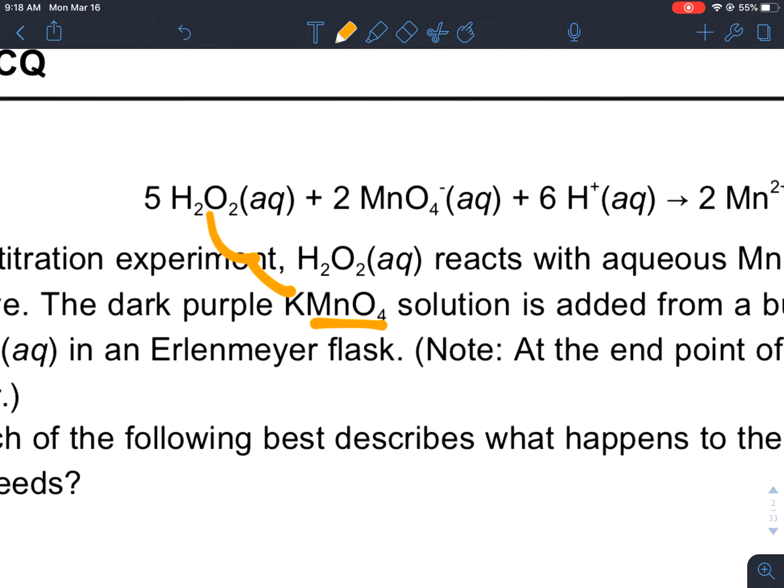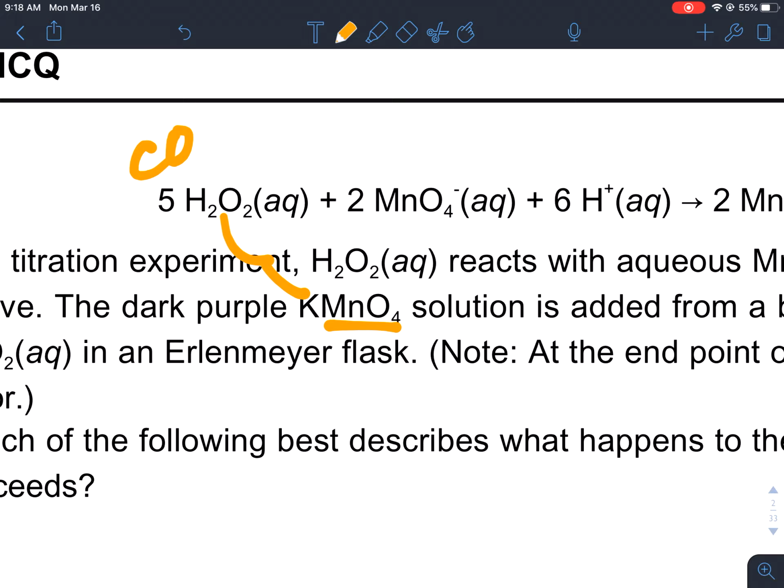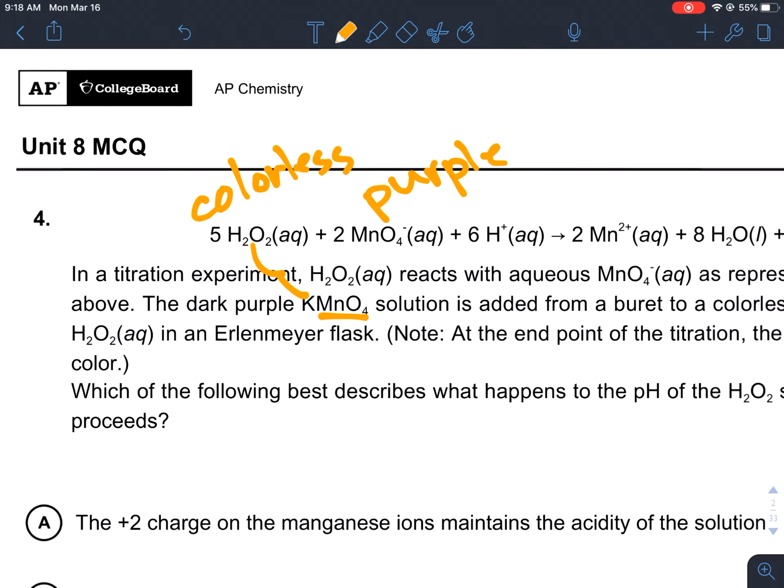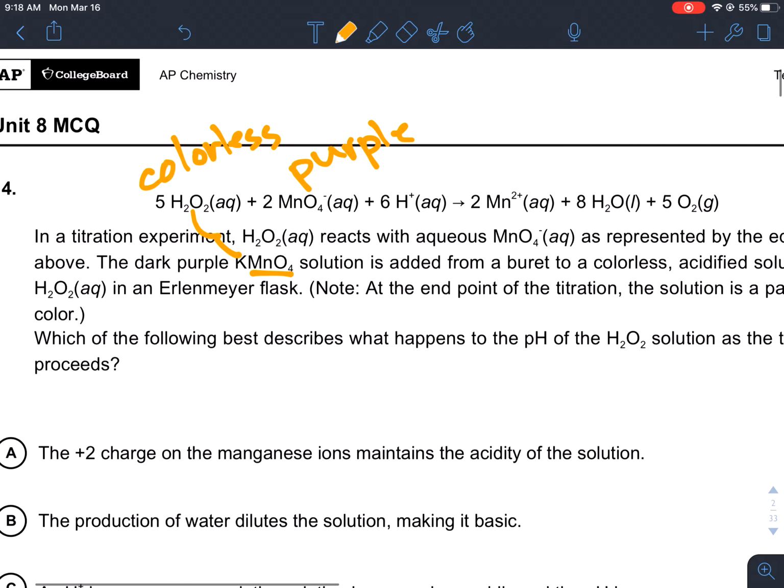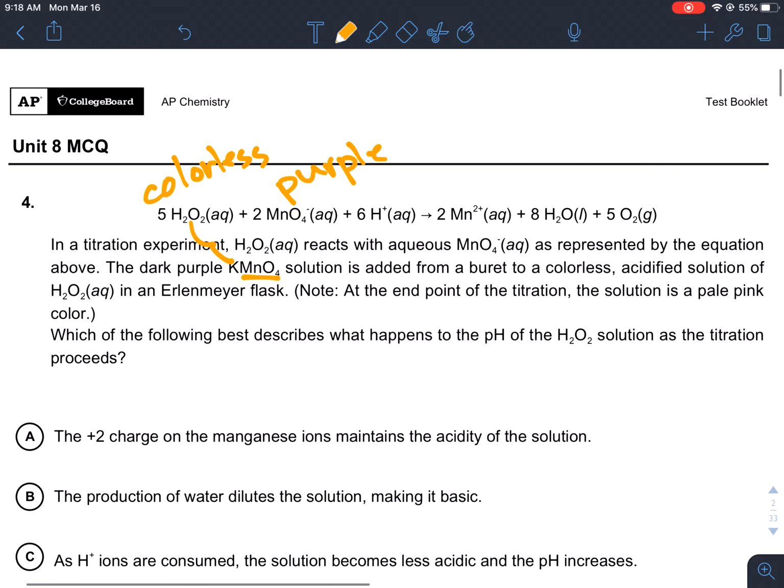So H2O2 is colorless. MnO4 is purple. At the end point of the titration, the solution is a pale pink color. Which of the following best describes what happened to the pH of the H2O2 as the titration proceeds?